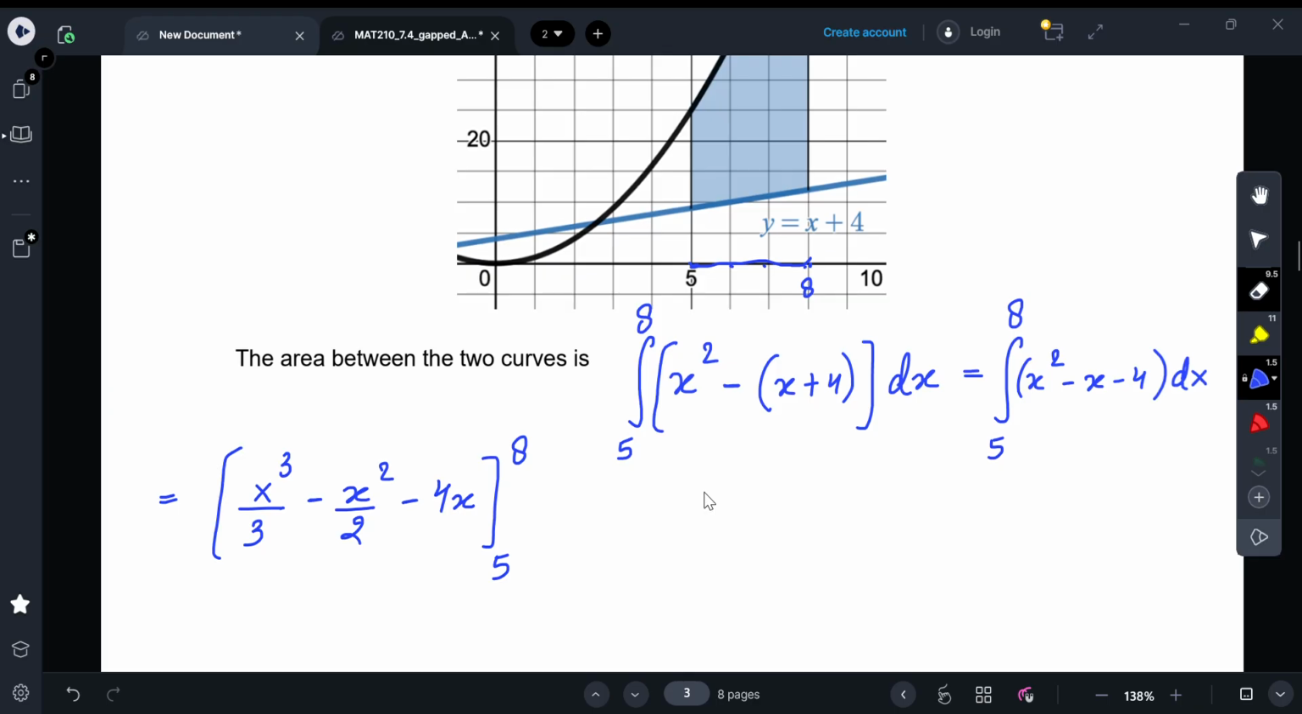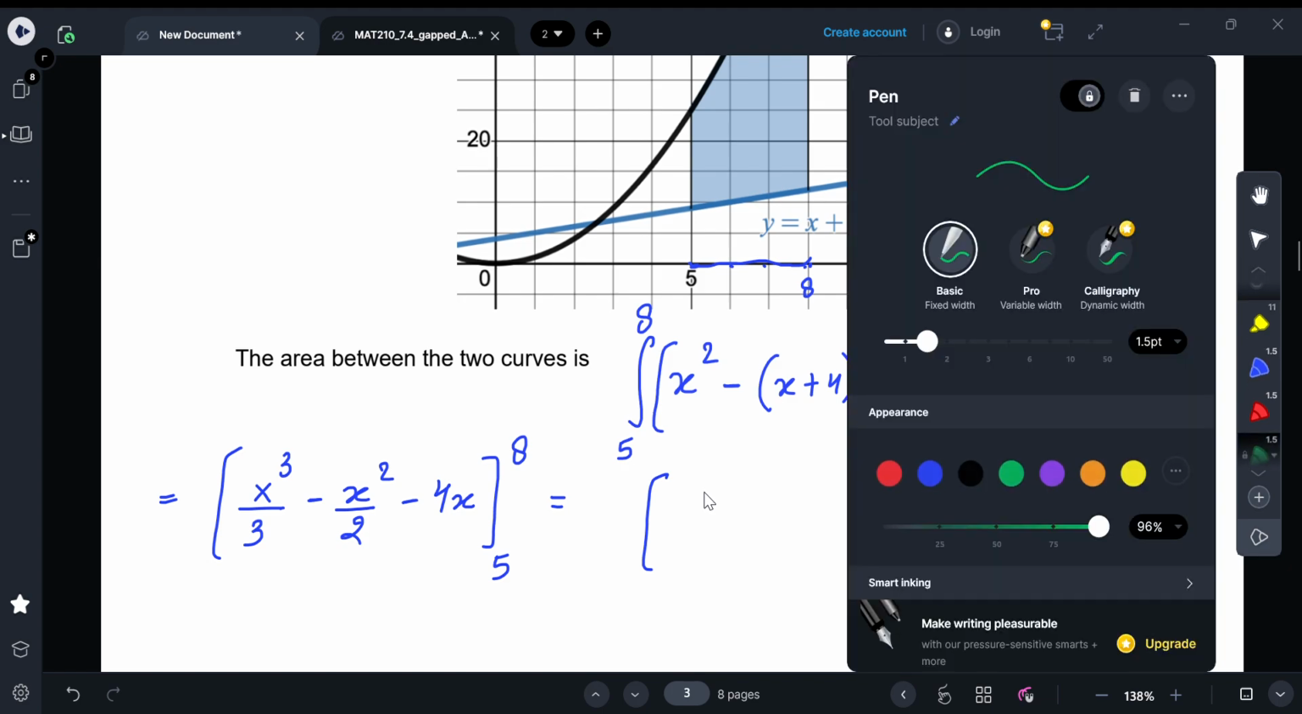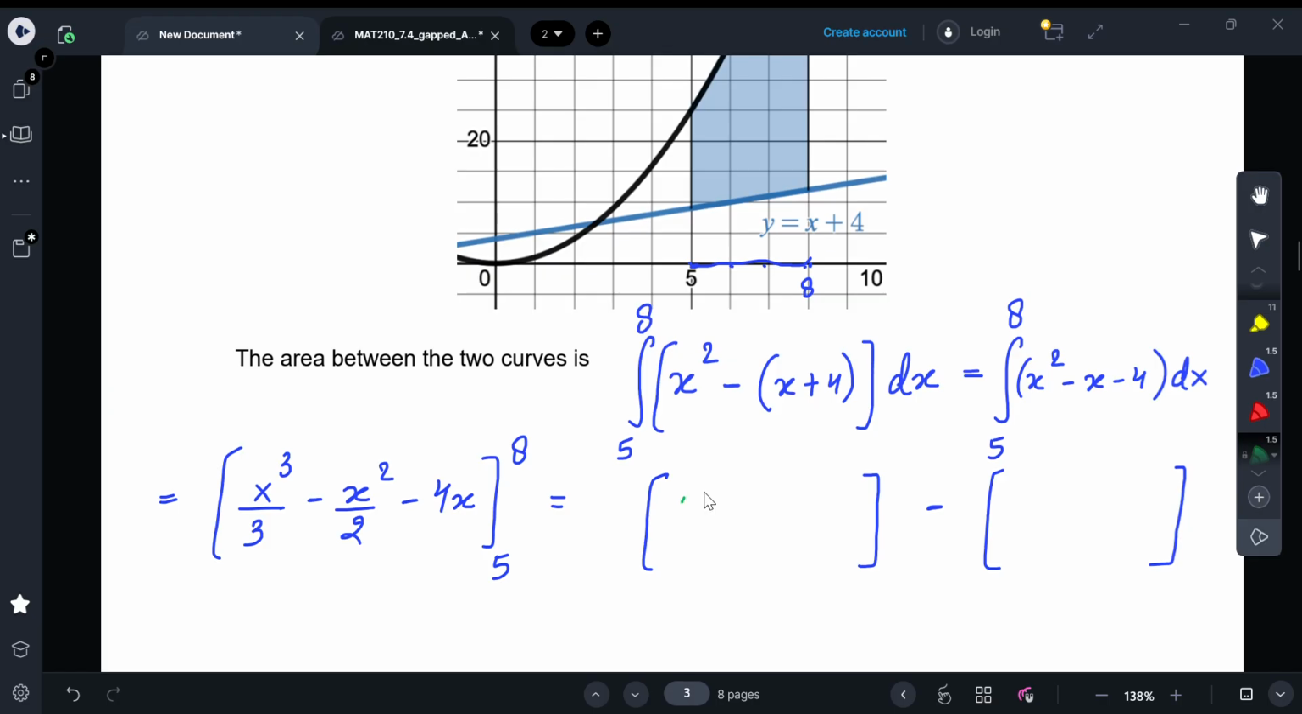So I have to solve, how do I find the upper limit, lower limit, make two big brackets. You know the drill. Make two big brackets, separate them by a negative, and in the first bracket, you replace your x by the upper limit, which is 8. So everywhere I see x, I'm going to replace it with 8.